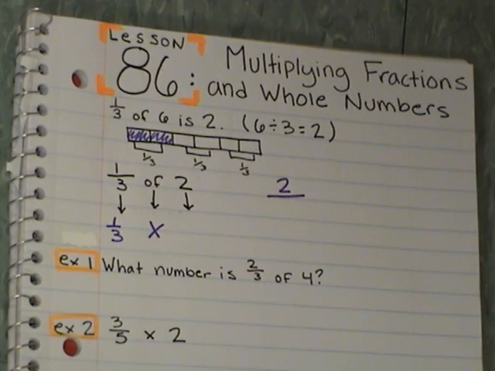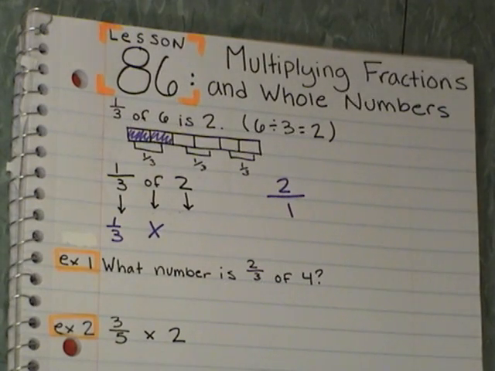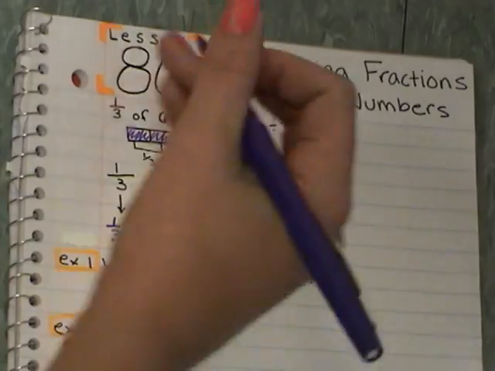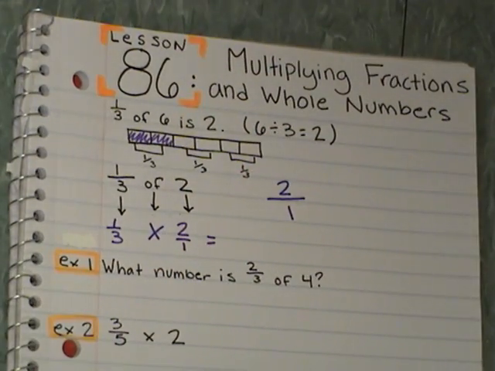When we have whole numbers and we want to turn them into fractions, all we have to do is put them over 1. So it's just saying we have 2 wholes over 1. 2 divided by 1 is still 2, a full 2. So now whenever you have a whole number, you put it over 1. So then this would be 2 over 1. And now it becomes a very easy multiplication problem.